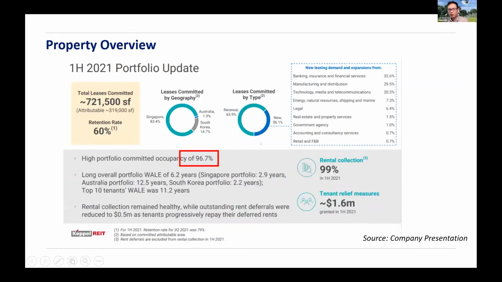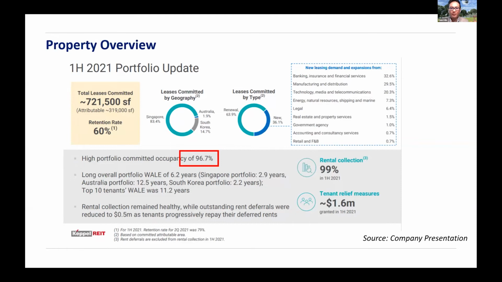Now, what I want to stress here is this. You can see that the occupancy rate is actually still very high, 97%, as you can see, or 96.7%. So that is how resilient the properties are during this COVID period.